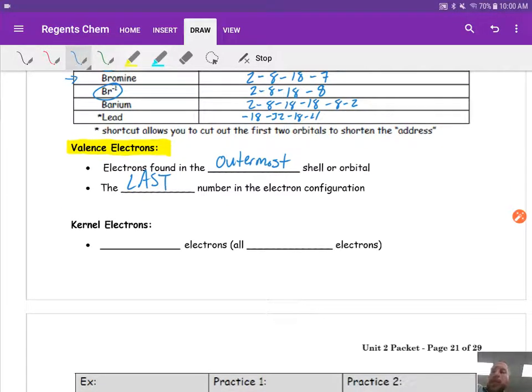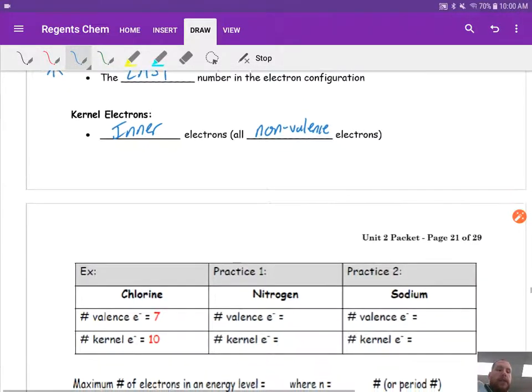The term kernel electrons are the inner electrons. They are all non-valence electrons. That term valence means outermost, okay? So definitely make sure that you know that term all year long, because we will be using it, and when we come back to bonding in a few units, it's all about the valence electrons.